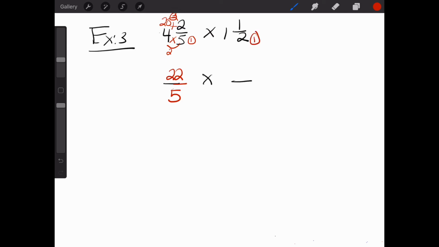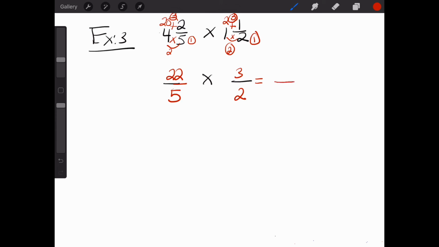Then we go to the next one. Step 1, my denominator stays the same. Step 2, multiply my denominator times my whole number. 2 times 1 is 2. Step 3, I add my product to my numerator. 2 plus 1 is 3. And there you go. Simple as that.